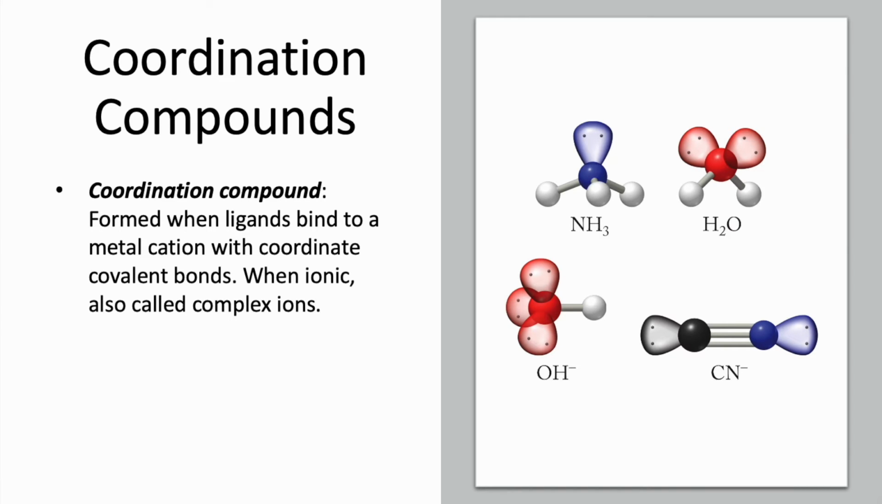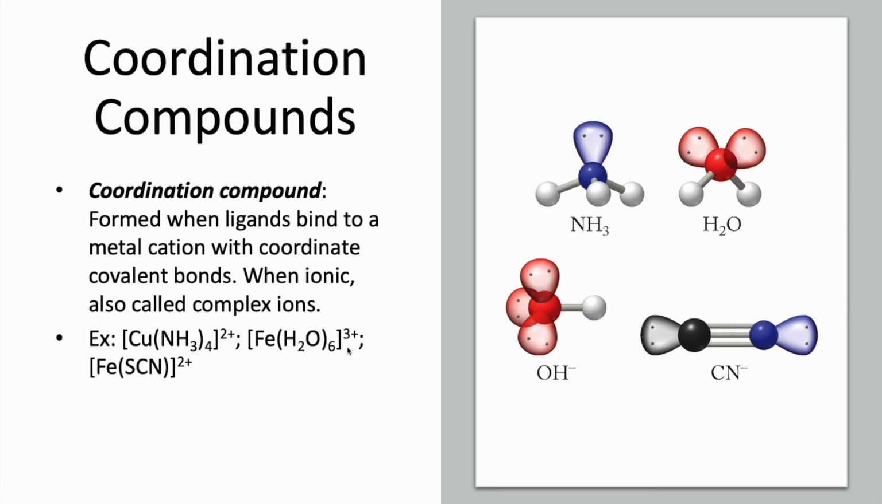So a coordination compound is what it's called when the ligands bind to the metal cation using this special type of covalent bond called a coordinate covalent bond. And sometimes coordination compounds are also ionic. They have a charge overall, and then we would call them a complex ion. And here are some examples. This copper with ammonia is a classic example. You guys actually are going to make this in Chem 107 in your experiment 10.